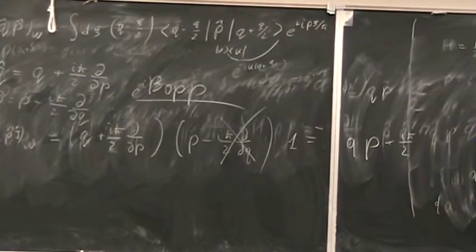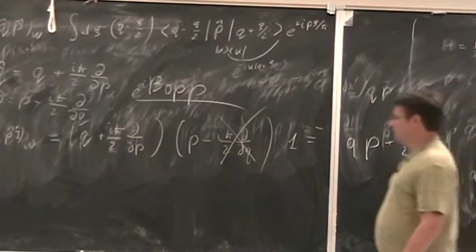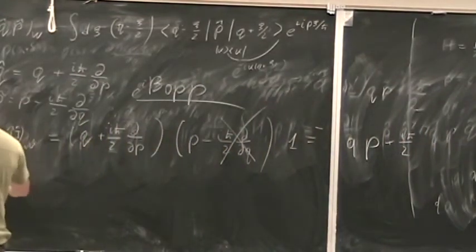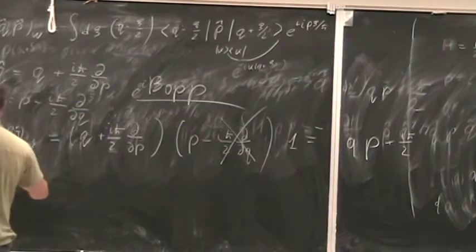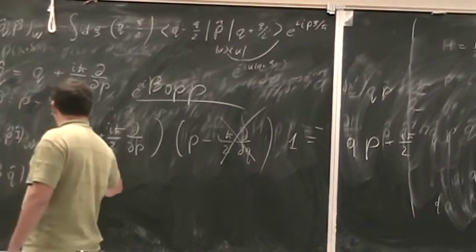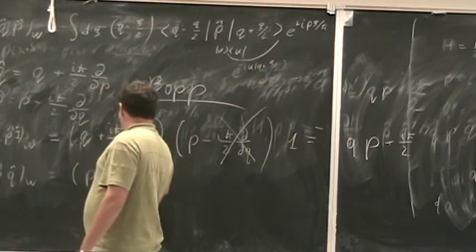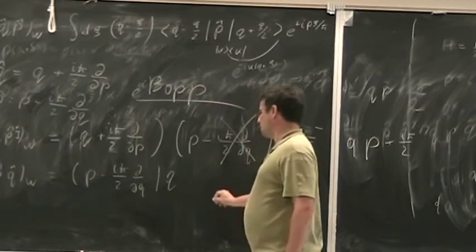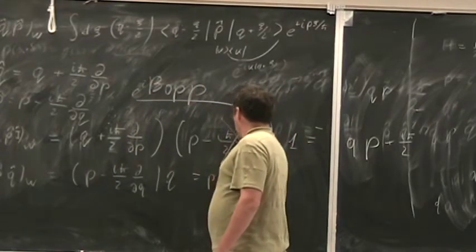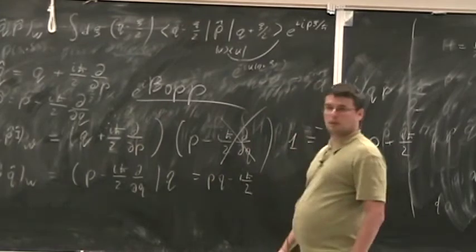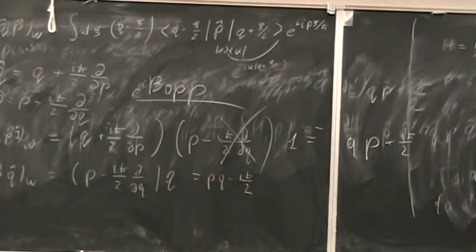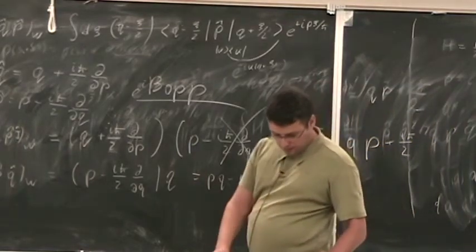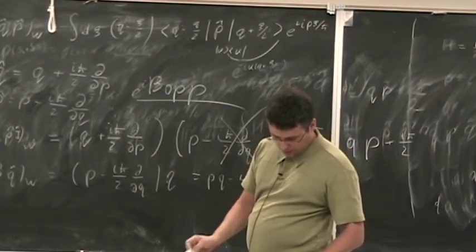I erased it already, but that's what I had here a few seconds ago. So same way, if you have P times Q, then we'll get P minus i h bar over 2 d by dQ acting on Q. I don't put derivatives on ones anymore. So it's PQ minus i h bar over 2. So this representation automatically generates your Weyl symbol without need for doing any integrals or something fancy.